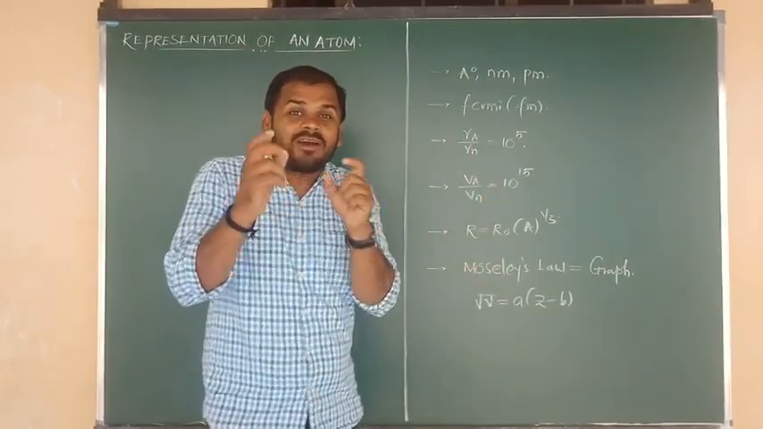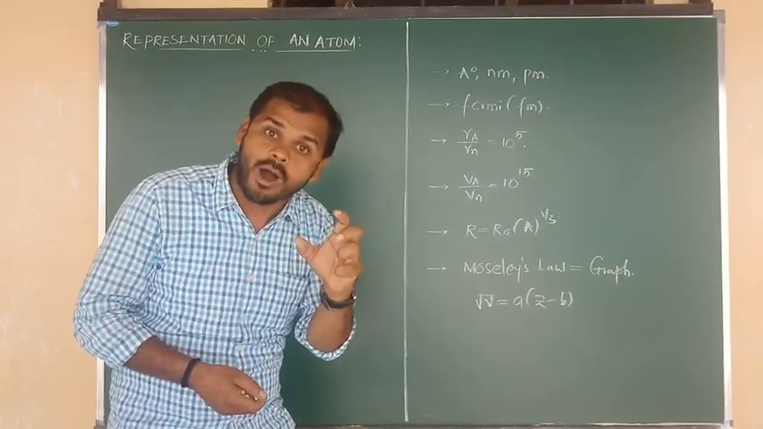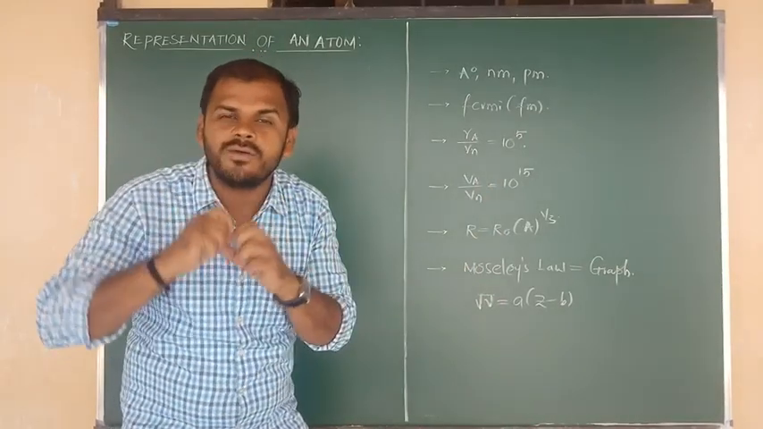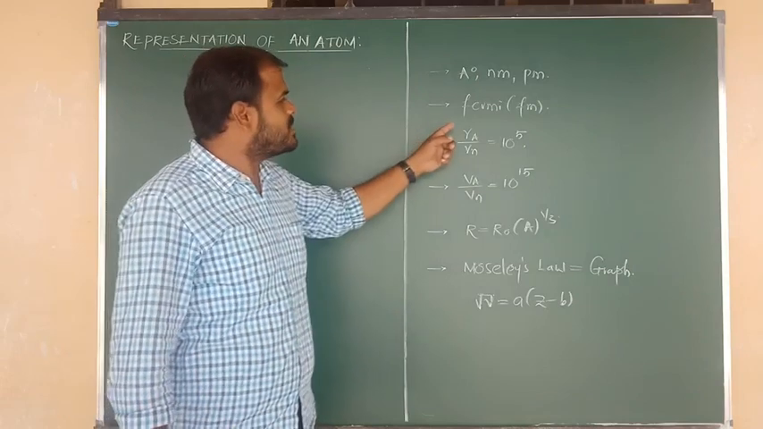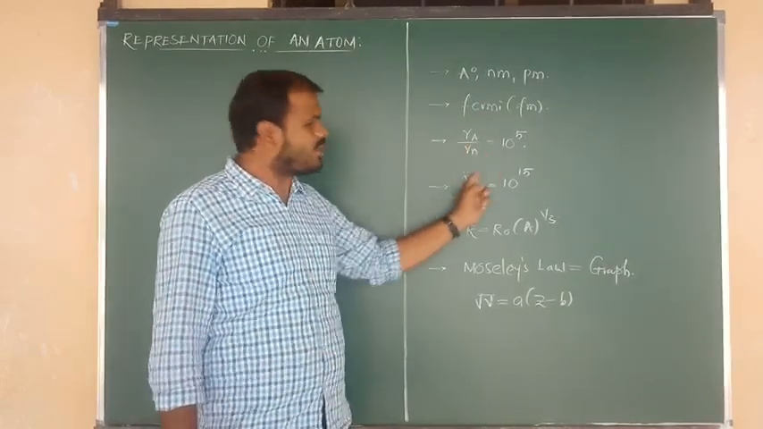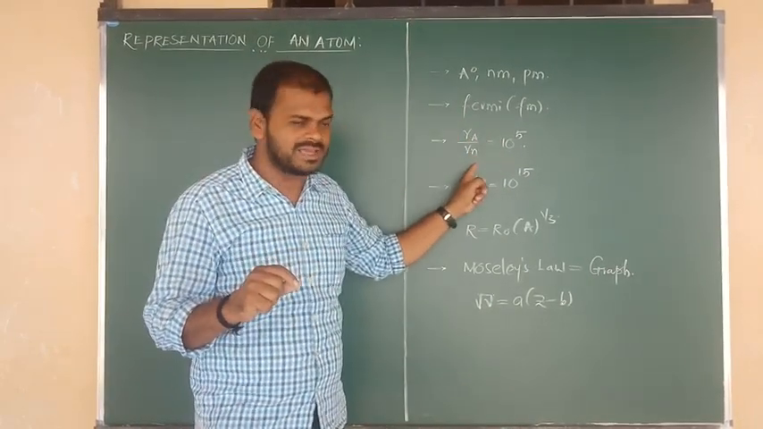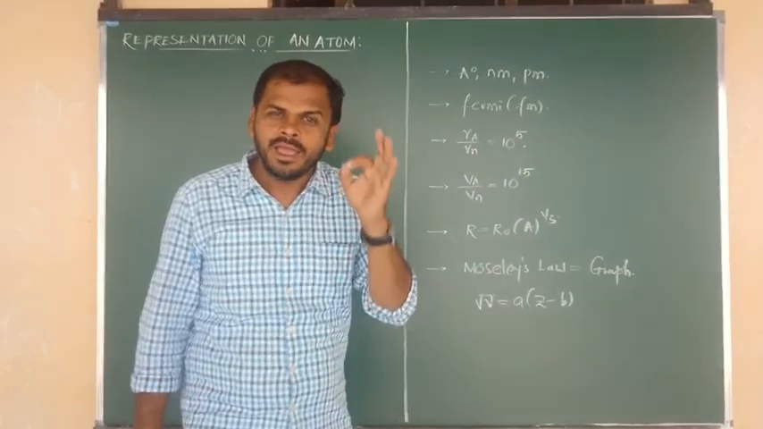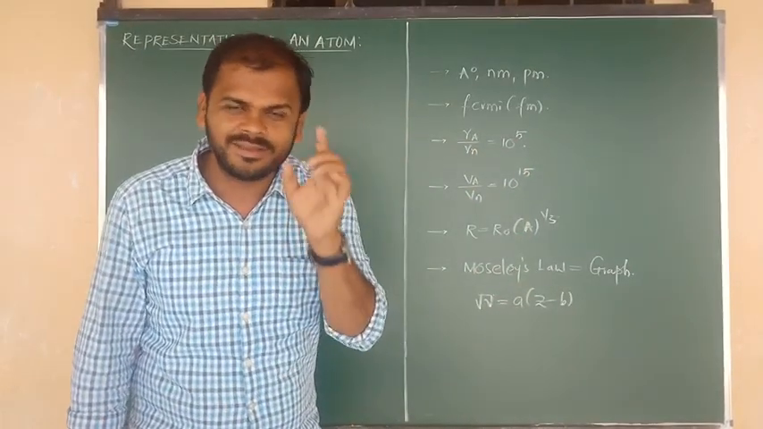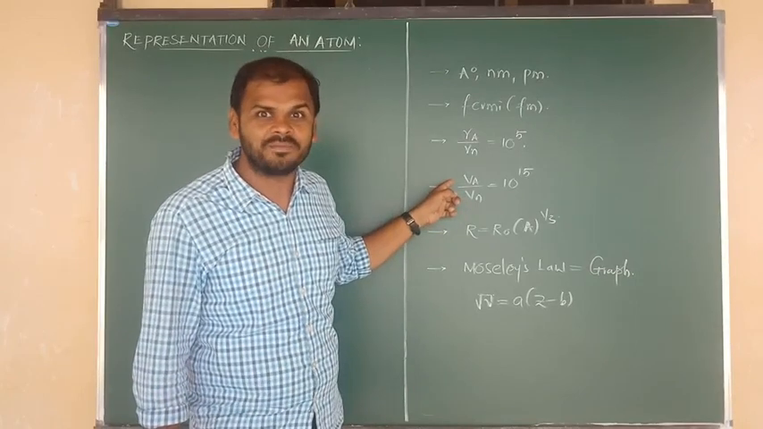And one more thing, I did one small calculation. The calculation is regarding the ratio of the size of the atom to the nucleus. The size of the atom to the size of the nucleus, that is the ratio of the radius of the atom to the radius of the nucleus, equals how much? 10 to the power of 5. We did that calculation.